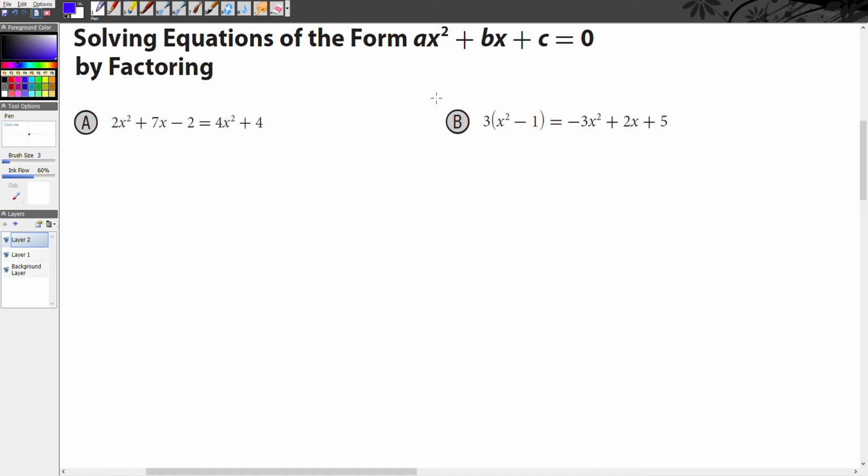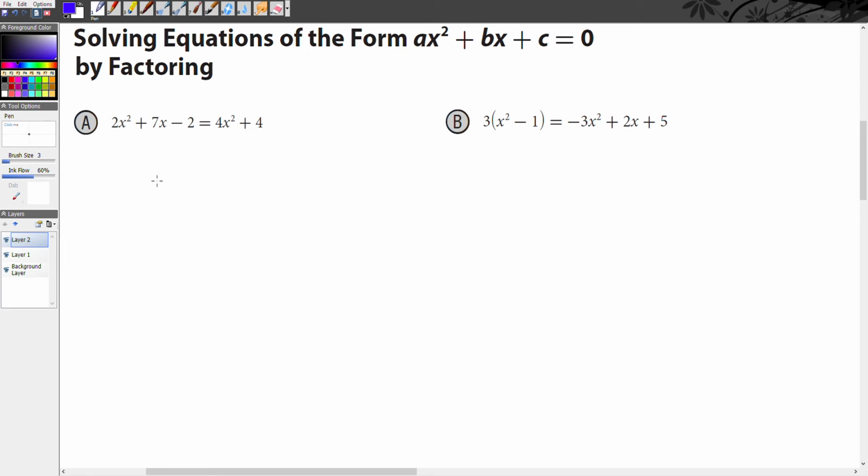Alright, so in this lesson we're going to discuss solving equations in the form of ax squared plus bx plus c equals 0 by factoring. This is pretty much the same process as the last lesson we did on solving these types of equations, except now our a value is not going to be 1, which makes these a little bit more complicated. But let's go ahead and get right to it.